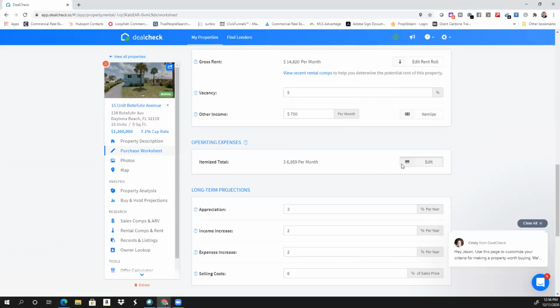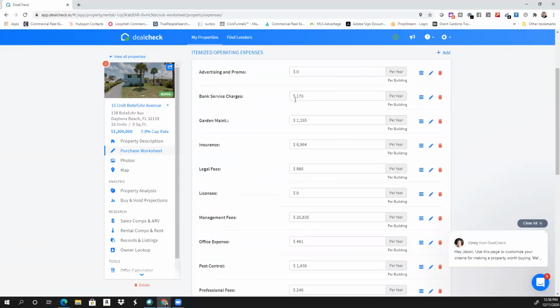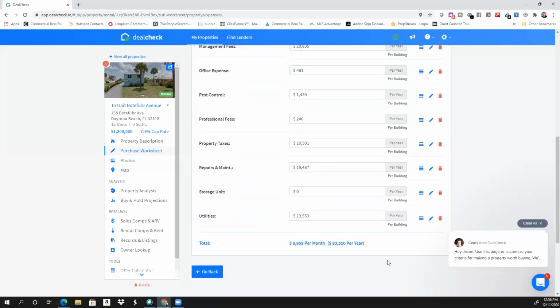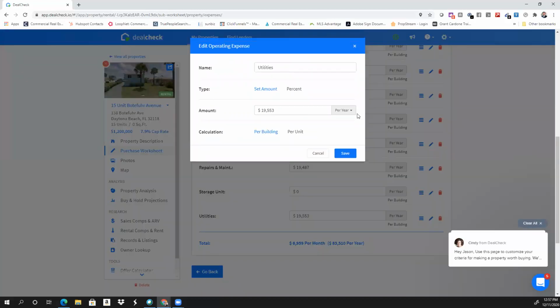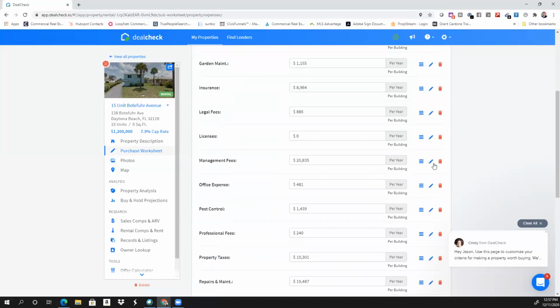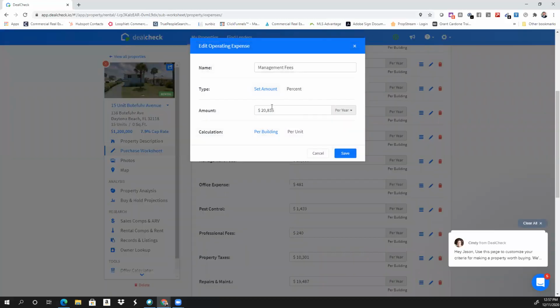So here's the itemized expenses, guys. Okay, this is, again, the most important part. And sometimes it's not pretty, but guess what? That's going to tell you the evaluation. So utilities, this is per year, and you can change it here if you want to do per month. You can do it as a percentage. I switched some of these. If it's a management fee, I think I did a set amount because I had his numbers. Again, I had it right here.